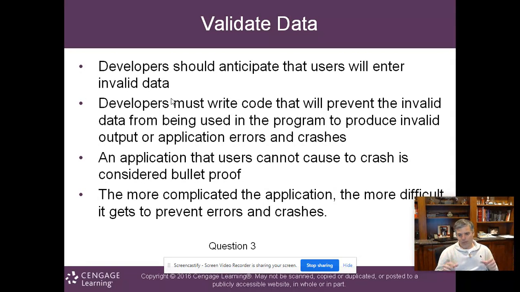So if you have just an application with one text box, probably pretty easy to prevent a user from crashing that application. If you've got 20 different text boxes, you have to write a lot of code to make sure every single text box they're entering the right kind of values in there. It gets complicated. And as we get through the chapter, we can write functions to do all that stuff. But it's hard to do.